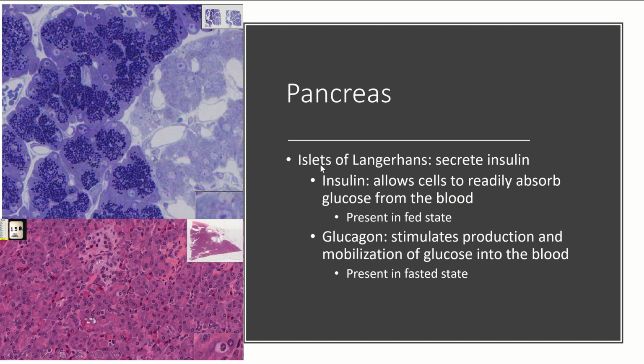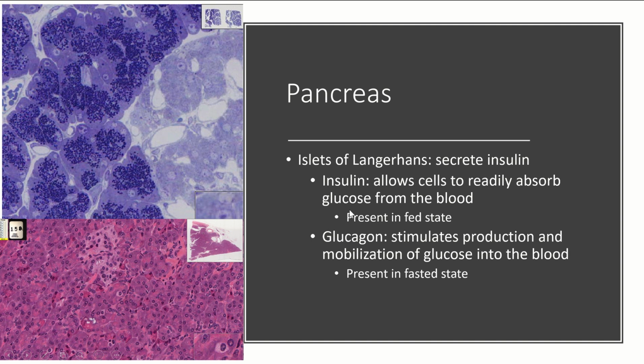So insulin, the way I remember it, is that's going to be present in the fed state, right? So you just ate a big meal, you just ate a donut or something, and you have all that sugar coming from your digestive system into your blood, right? And we don't want all that sugar to stay in your blood. That's kind of bad for your body to always have sugar in your blood. So the insulin is going to allow the cells in your body to absorb the glucose from your blood, okay?